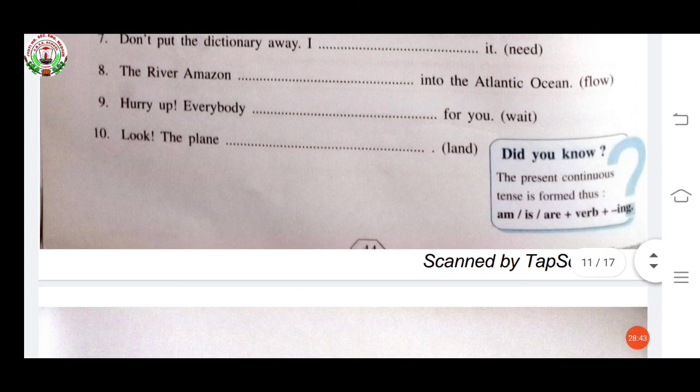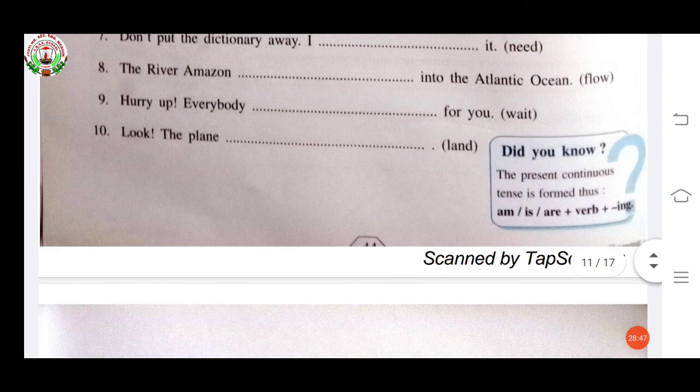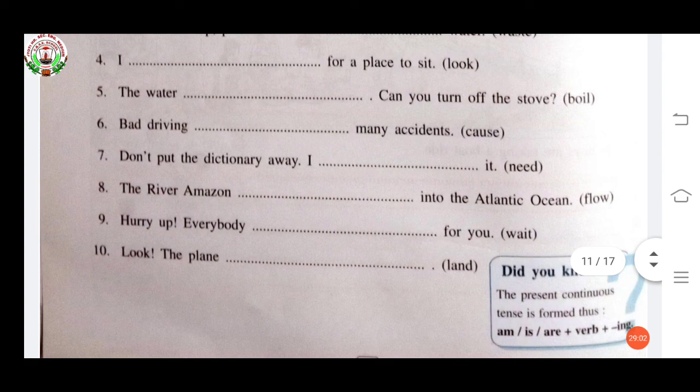Now here again something is given. Did you know? The present continuous tense is formed thus: am, is, are plus verb plus ing. That I told you just now. So these are some rules you have to note down somewhere.